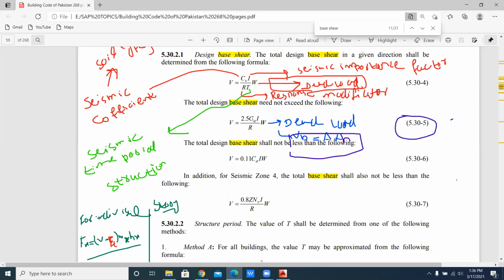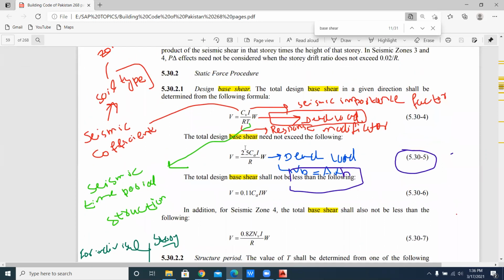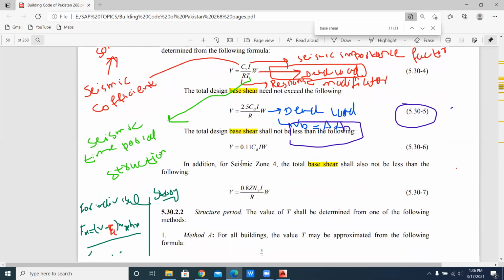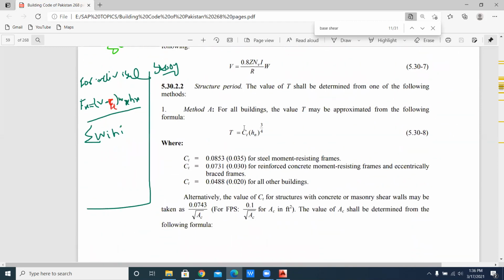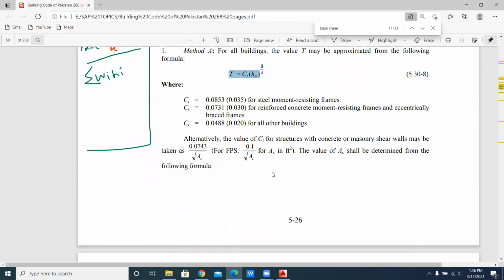The total design shear means the shear you have designed for the total load, what you have designed. It must not be increased from this value. If this check is okay, it means the total load you have designed for base shear will not exceed this. It must be remembered that if you are in zone 4, then you have to apply this value, and it must also be less than this value. You can apply the time period from this value.